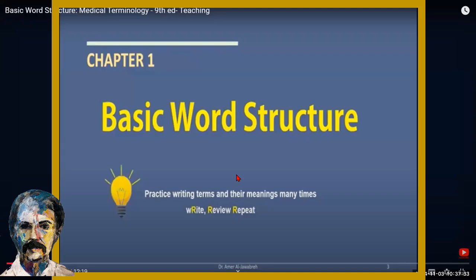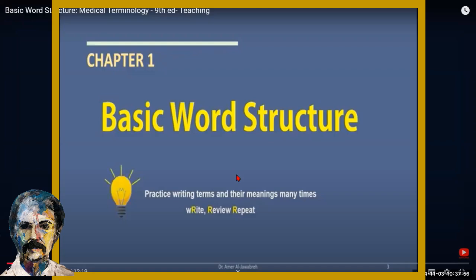The same for medical terms. So this is chapter 1, the most important chapter out of the 5 chapters we are going to have during this course. The rest of the chapters are a piece of cake and we go very quickly. But this one we have to be very slow because this is the basics here. So, the basic word structure of the medical term.